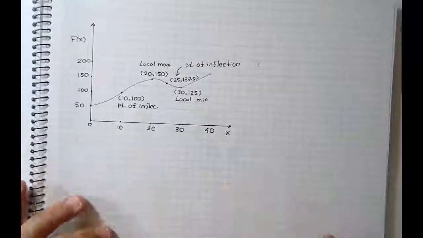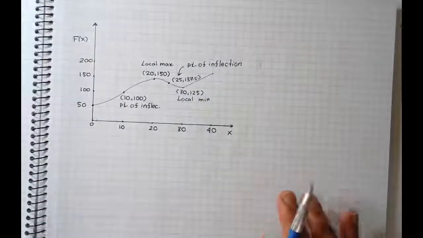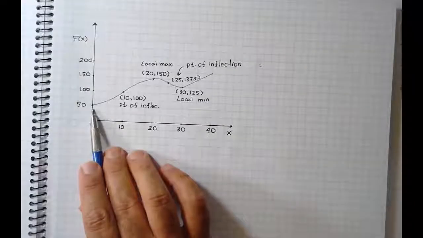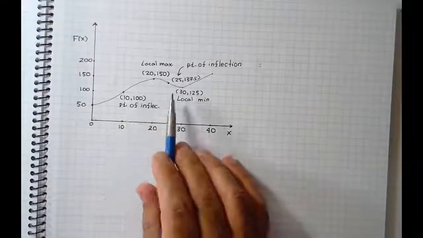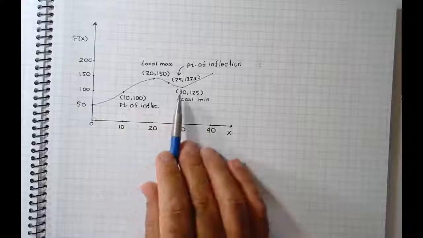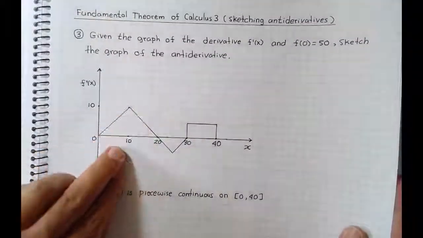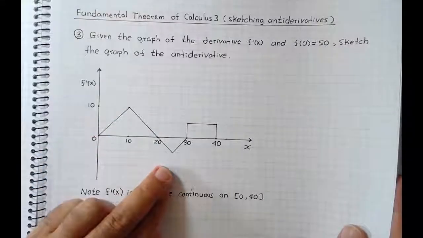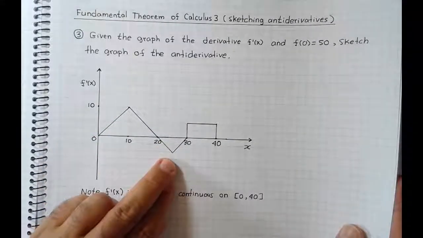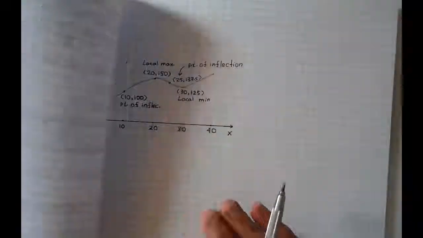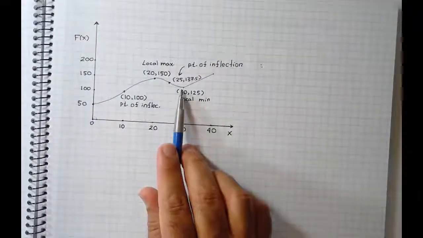So let's now look at the graph of the antiderivative. We start off with F of 0 equal to 50, and notice that the inflection points are at x equals 10 and x equals 25. At x equals 10, we have a maximum for the derivative, and at x equals 25, we will have a minimum for the derivative, and those will become inflection points for the antiderivative.